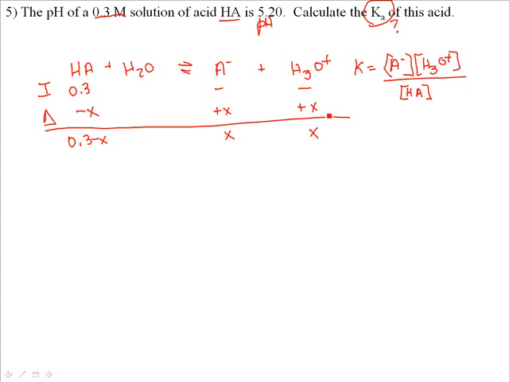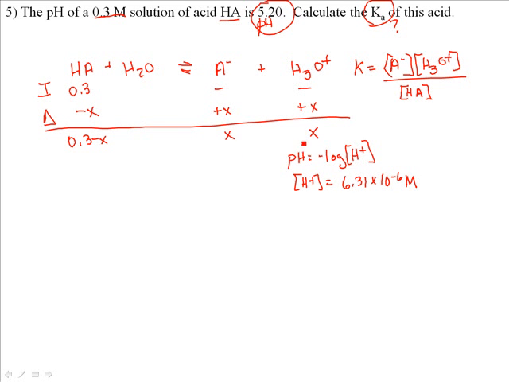And normally for a regular problem you would just plug it in, you would already have K, and you'd solve for X. However, in this case, we're given the pH. Well, pH is equal to negative log of H plus, which is the same thing as H3O plus. Therefore, we already know what X is. Alright, so if we plug in the pH and solve for the H plus concentration, we get H plus is equal to 6.31 times 10 to the negative 6 molar.